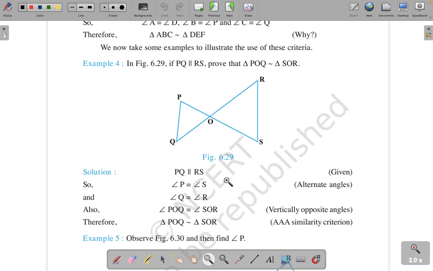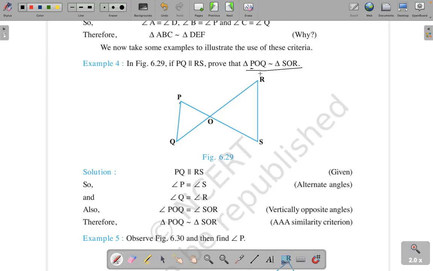Now see, then you have some questions. In figure 6.29, if PQ is parallel to RS, so this is parallel to this, then you have to apply the logic of parallel lines and transversals as well in similarity, because you are dealing with angles, right? Prove that POQ is similar to SOR. The order is very important, right? When you say POQ is similar to SOR, that means P should be equal to S, Q should be equal to R, right? We can say that by alternate angles.